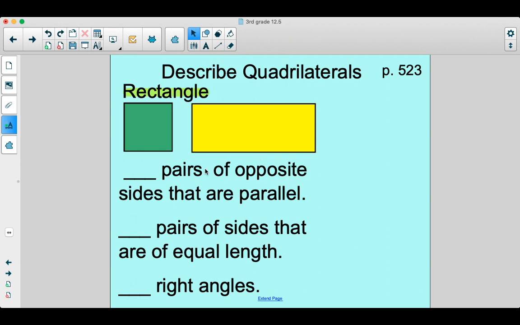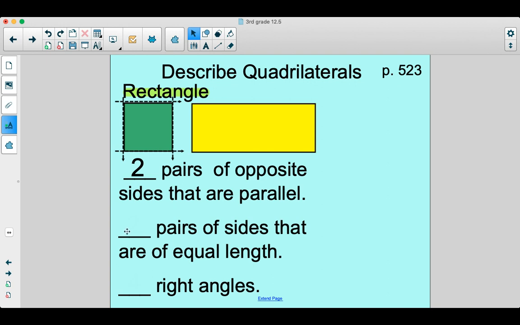So it says blank pairs of opposite sides that are parallel. All right, so let's check this out. We're going to look at opposite sides. So if I'm looking at an opposite side, this side is opposite this side. So there's one pair of opposite sides. And then there's another pair. So you probably guessed there are two pairs of opposite sides that are parallel. Same for the rectangle. So we can check the box for the square and the rectangle for this.